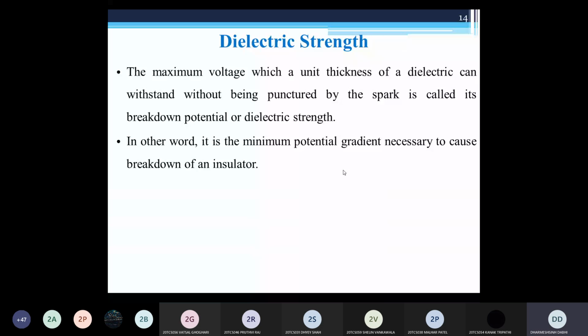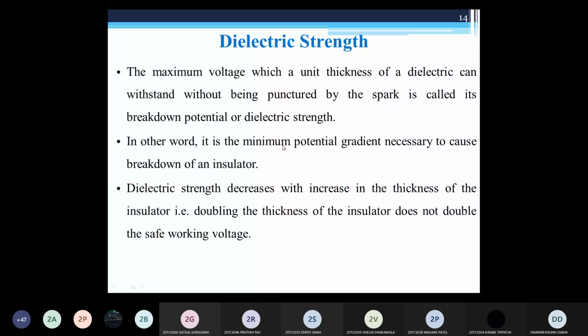So as we know, suppose mica breaks down at 10 kilovolt, then the minimum potential required to break down this mica is 10 kilovolt. So that is the dielectric strength of the mica. Or in other words, you can say the maximum voltage which a dielectric material can withstand without being punctured. Yeah? So that is nothing but the dielectric strength of the insulating material.